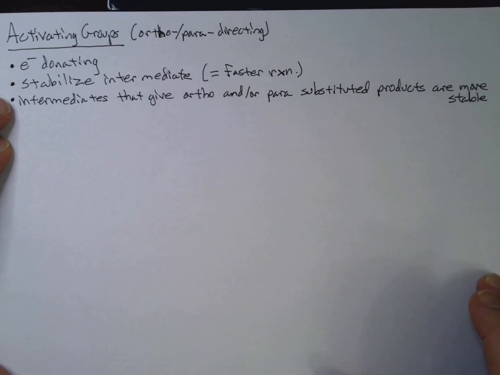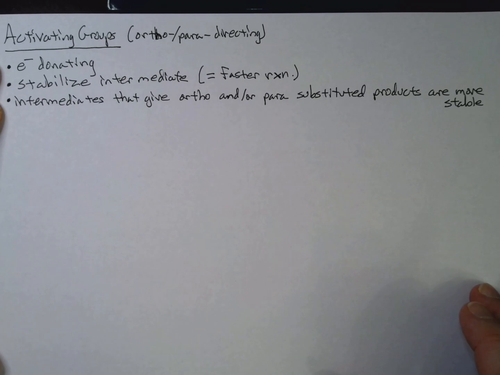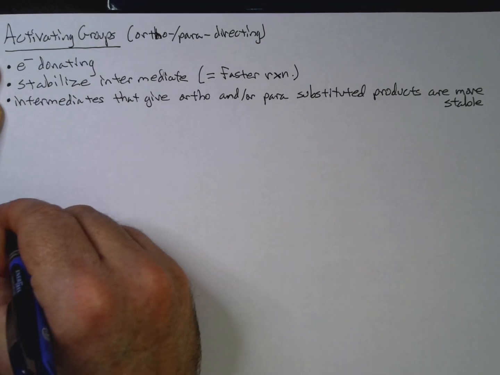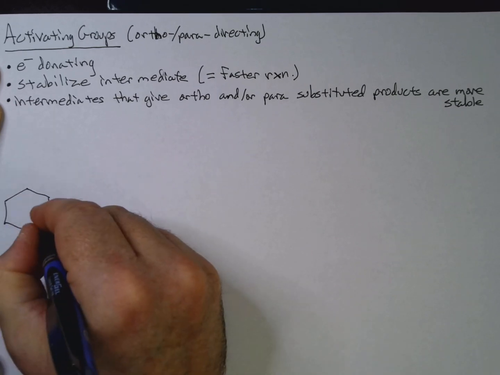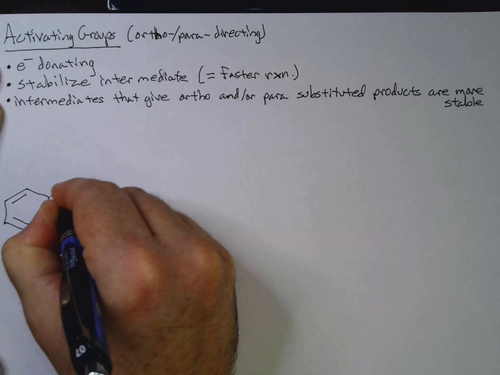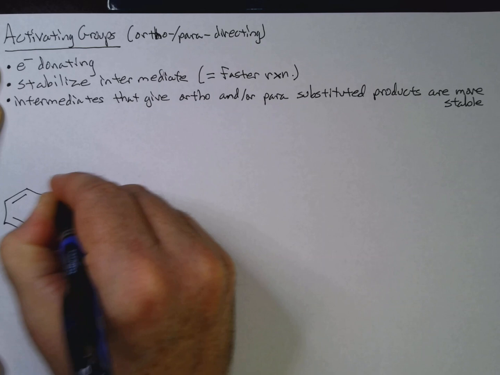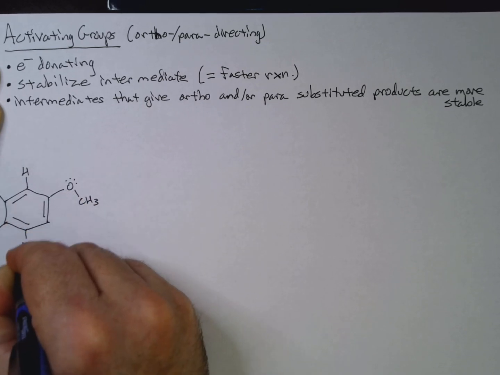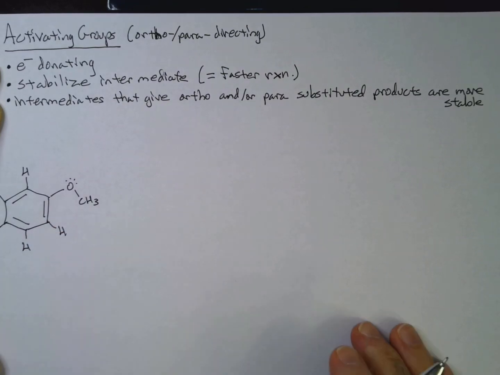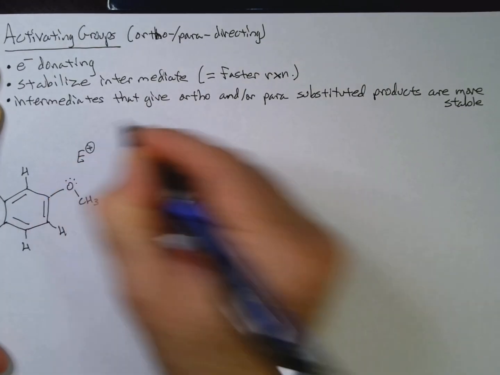So those are going to be the preferred products. So let's take a look at the actual mechanism here. So we're going to have our substituted benzene. I'm going to use methoxy. And again, I'll put in my hydrogens so we can keep track of the positive charges, because we're going to be drawing a bunch of resonance structures. And again, we'll have some kind of generic electrophile here.